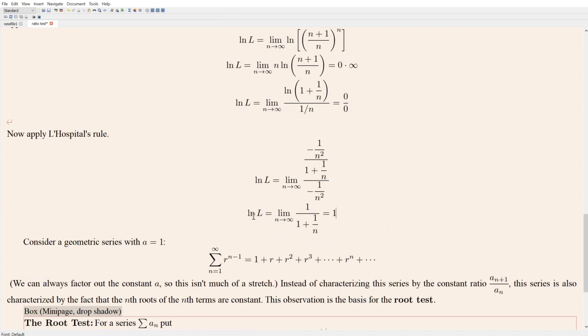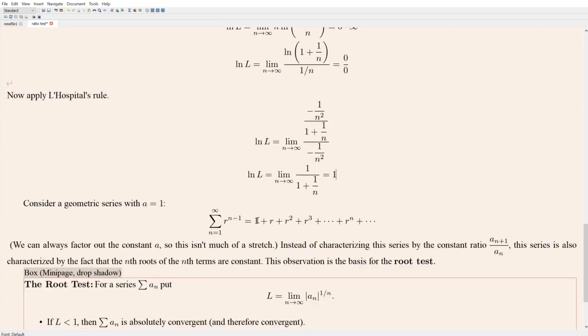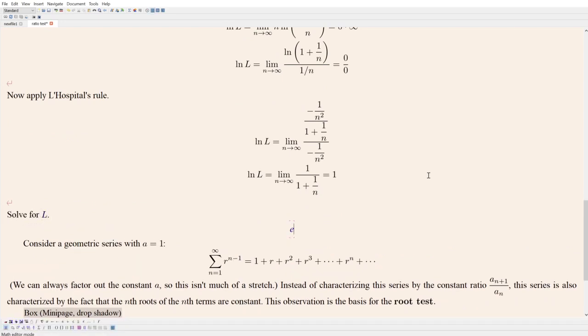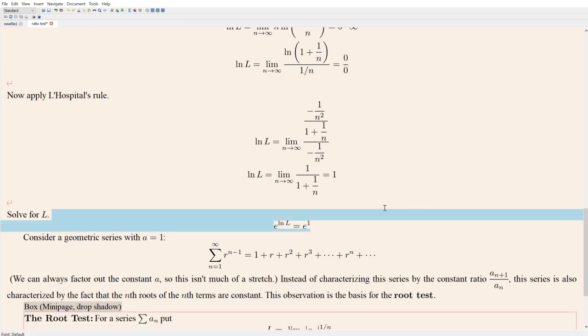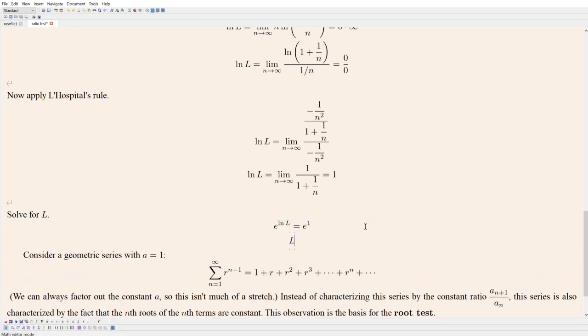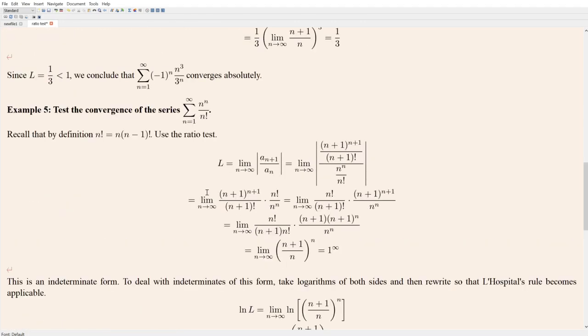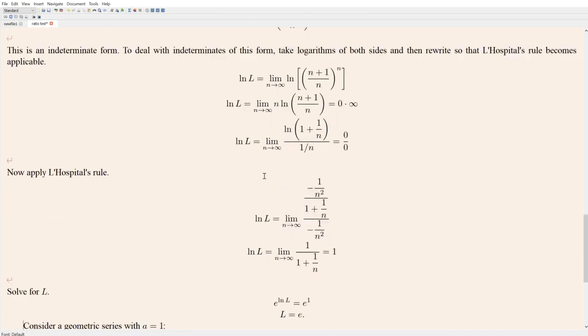Okay, so the natural log of L is equal to 1. Now we need to get L by itself. So we just raise e to both sides. So wouldn't you know it, L is equal to e. Okay, so that's what our limit is in the ratio test.